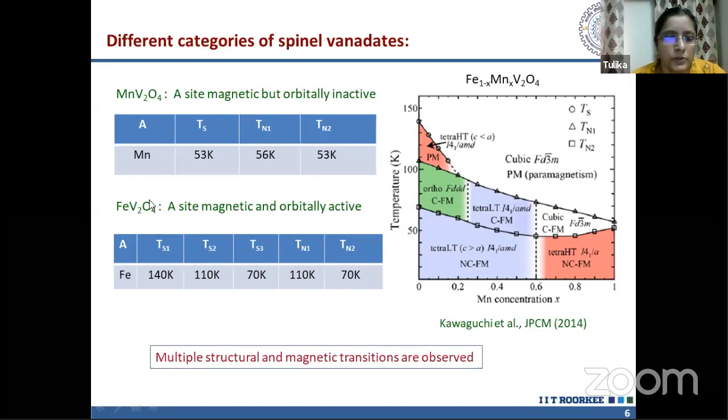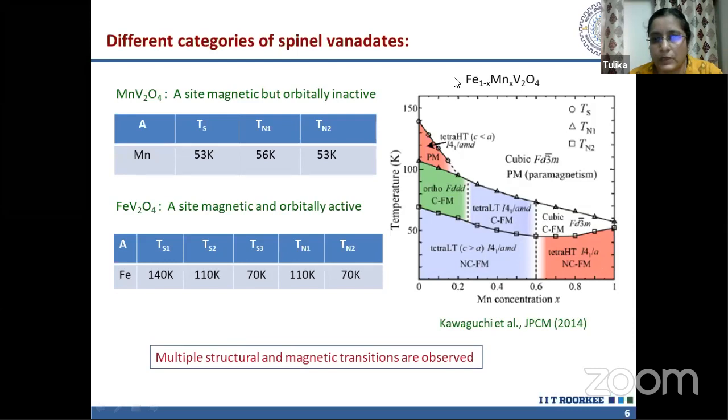And then the most interesting one is FeV2O4, where the A site is magnetic and orbitally active. So here we see 3 structural transitions and 2 magnetic transitions. So recently Kawaguchi and others experimentally derived this phase diagram, where you can see that there are multiple structural and magnetic transitions across when you dope manganese in FeV2O4. Okay, so there are multiple structural and magnetic transitions observed in these compounds.